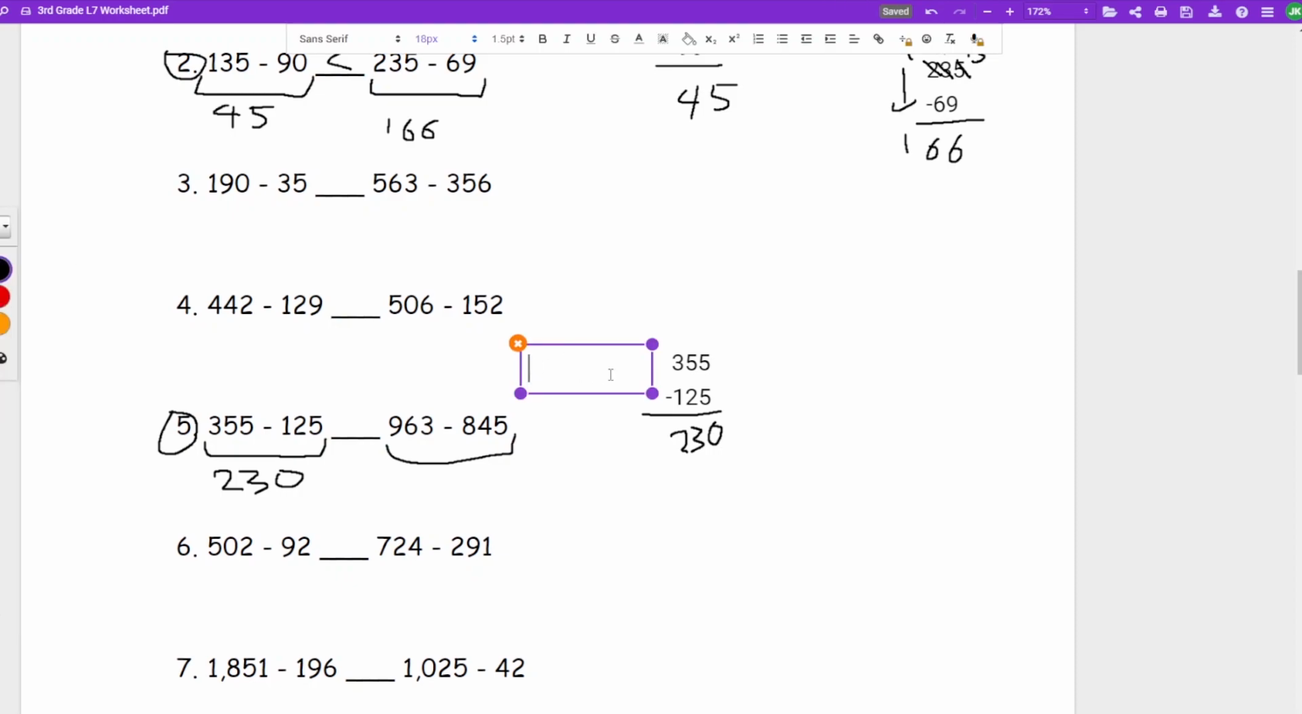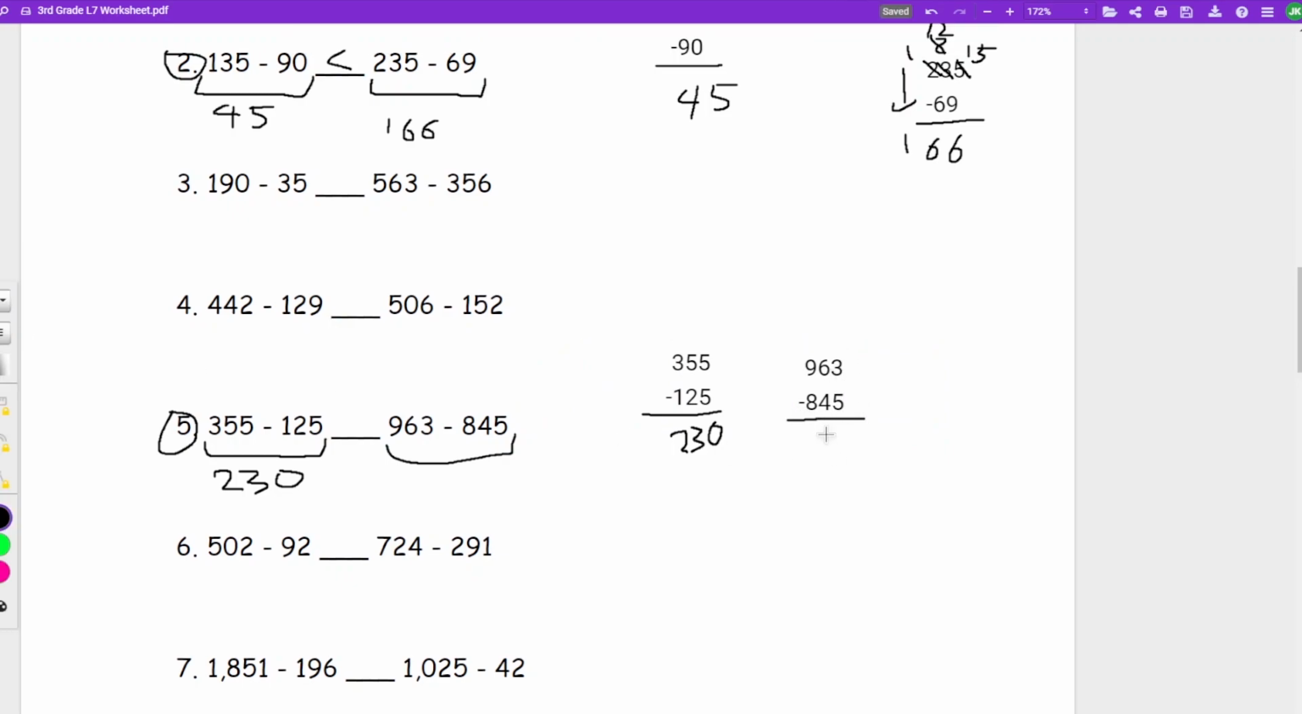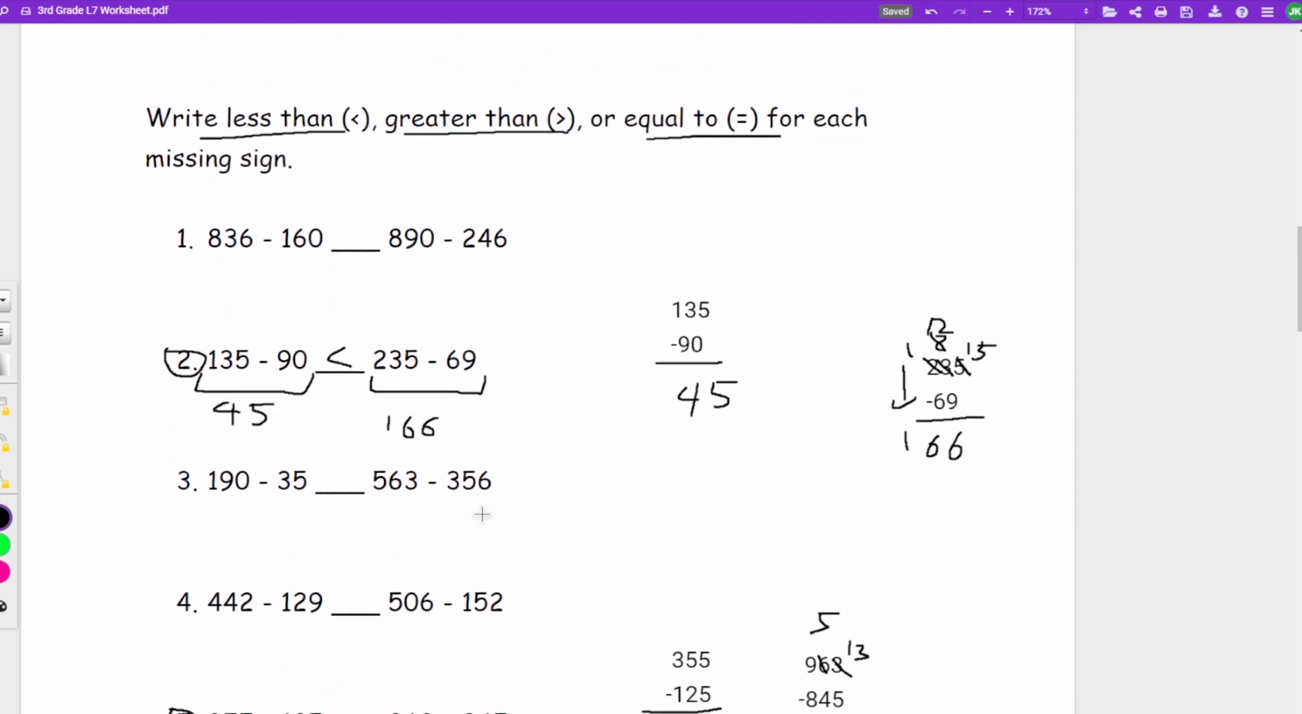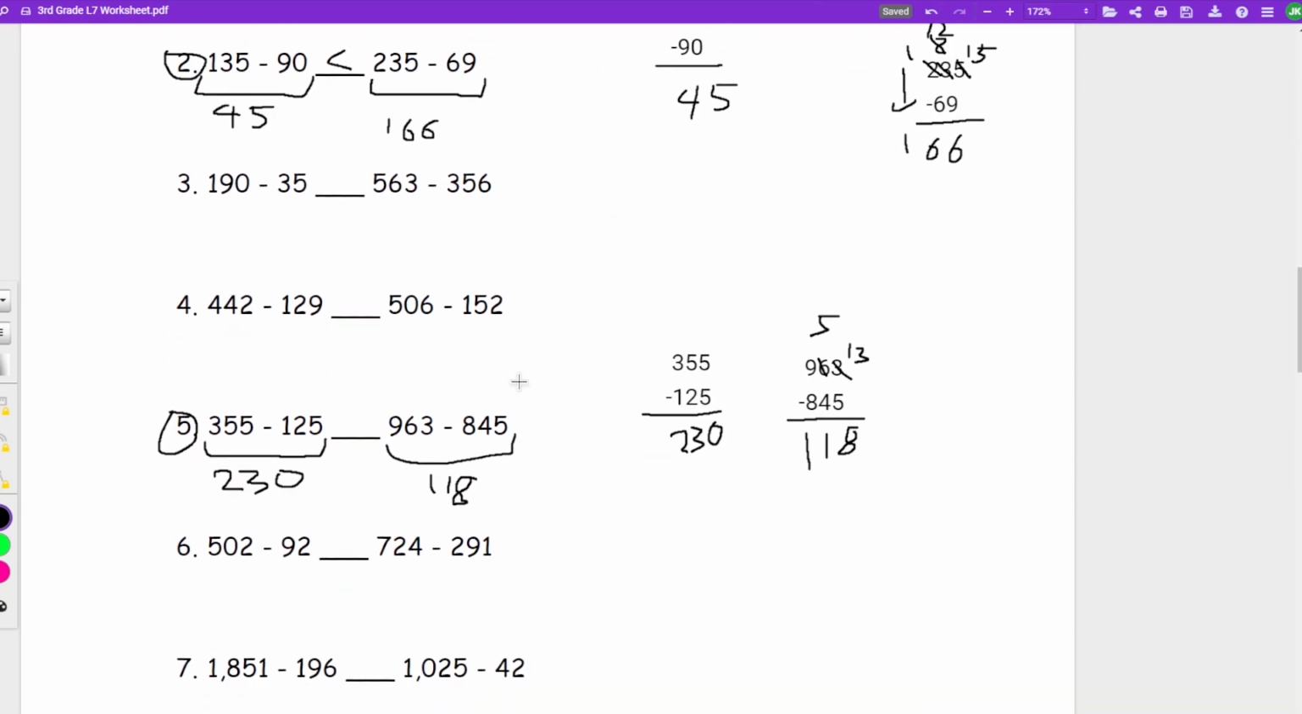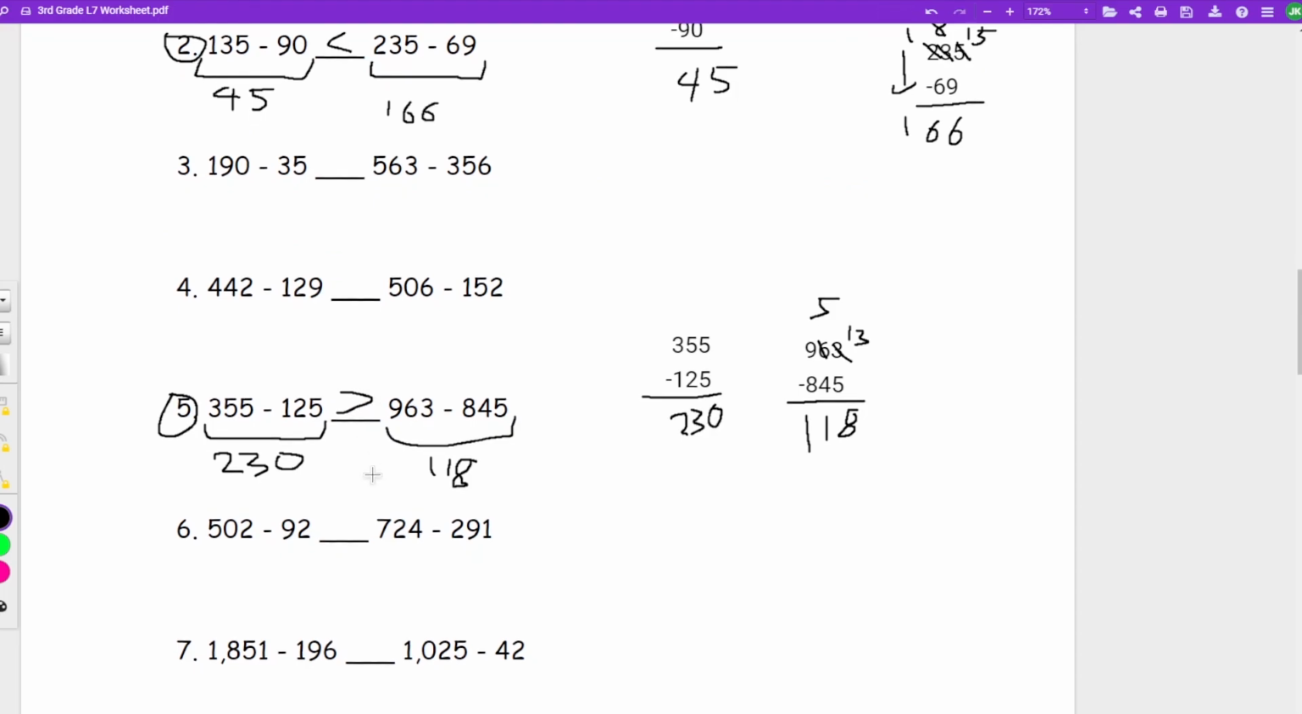Now the text box. 963 minus 845. Let me just move this over here. Well, 3 minus 5, can't do that, so take a 1. This becomes 13. 13 minus 5 is 8. 5 minus 4 is 1. And 9 minus 8 is also 1. So this one is 118. And we know that 230 is greater than 118, so I'm going to put a greater than symbol in there. Okay.